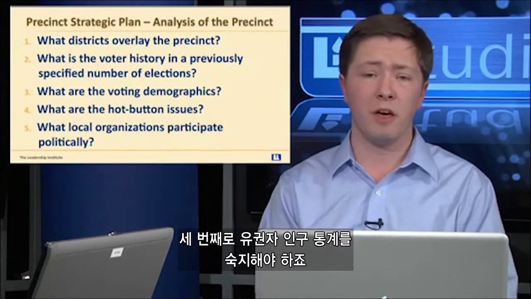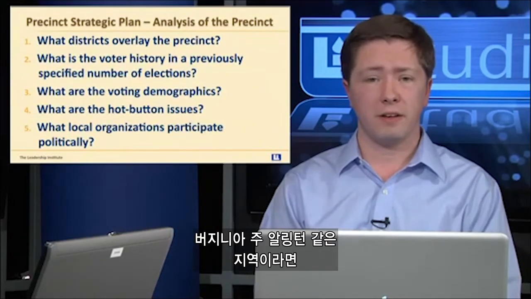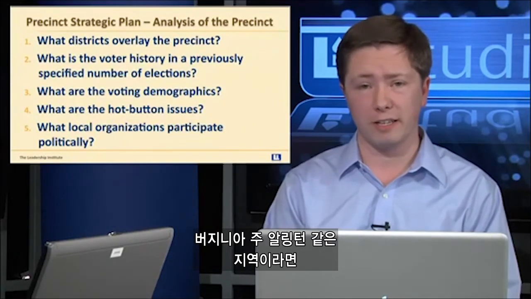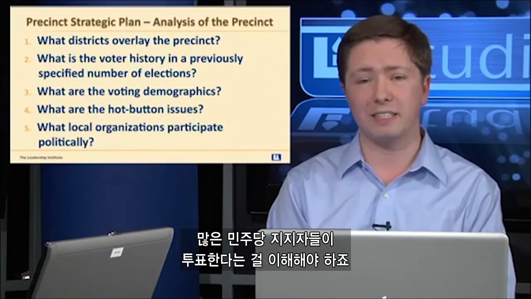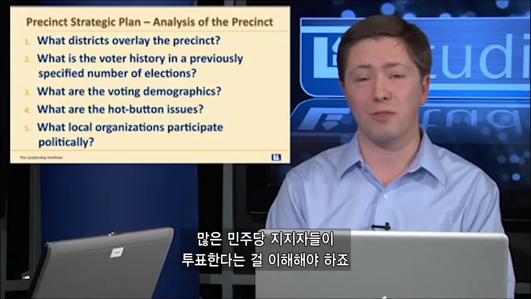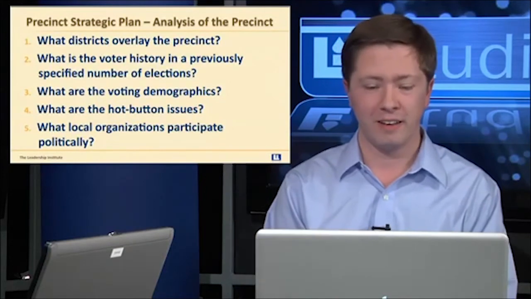And it's important, 3, to understand voter demographics. You have to understand, if you live in a place like Arlington where we're located, on election day, a lot of Democrats come out and vote. A lot, like 3-to-1 Democrats to Republicans. So you have to understand the political reality of your neighborhood and of your community.